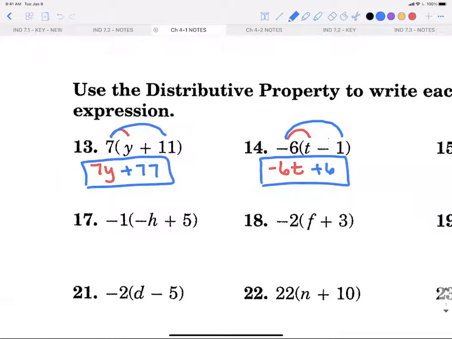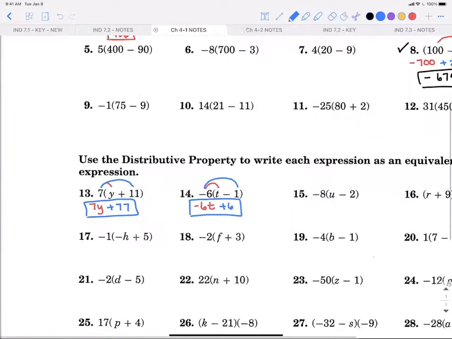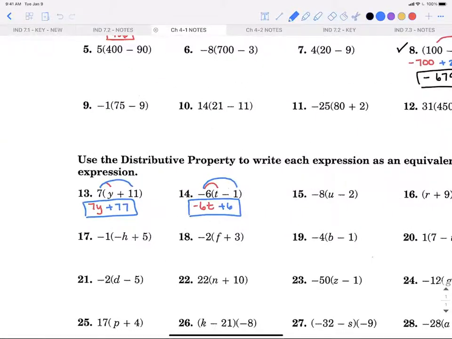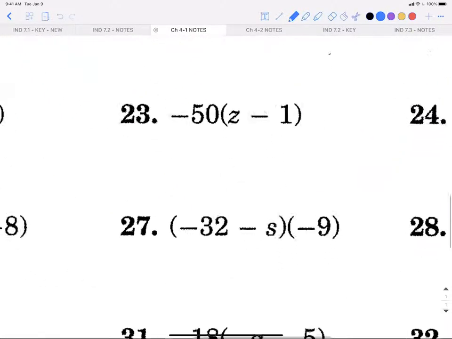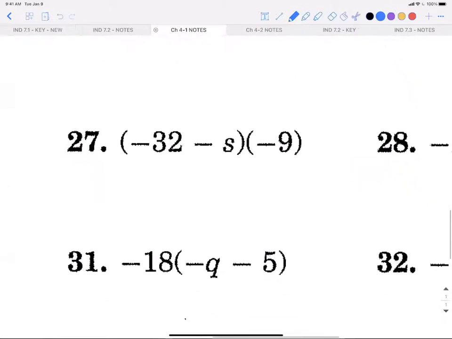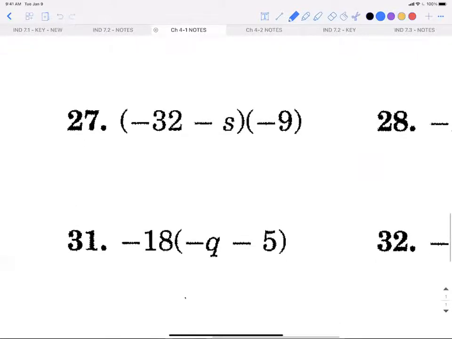Let's see. What about one like, we just did one like that. So I think we're good there. I'm looking for something specific here. Yeah, this one. -32 minus s in the parentheses, all times a -9. So go ahead and write that down in your notes.